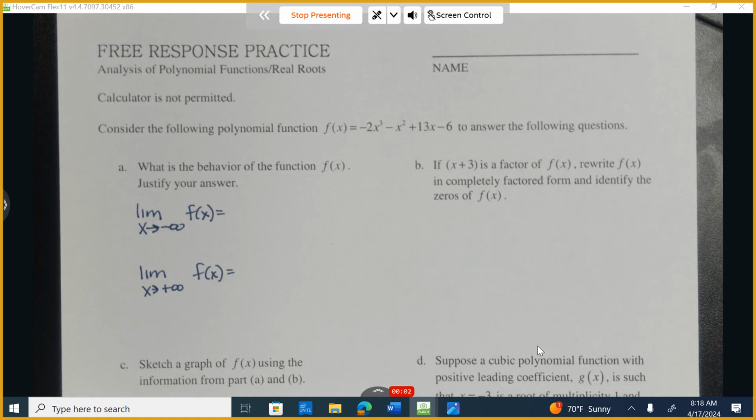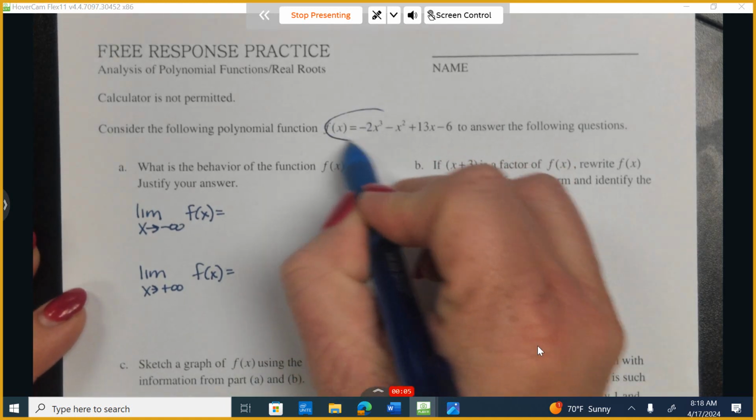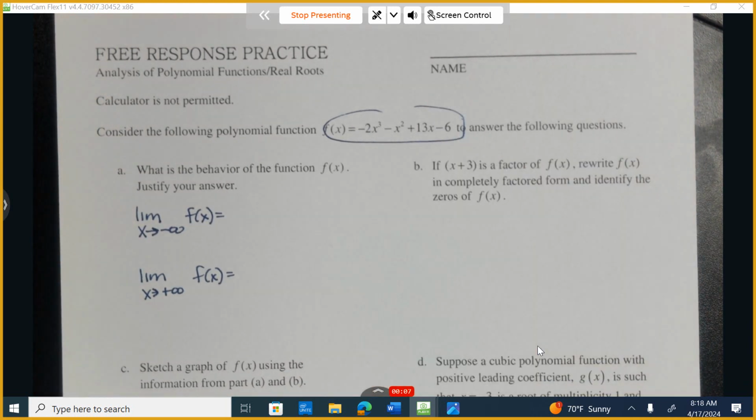Without using a calculator, let's consider the following polynomial. F of x equals negative 2x cubed minus x squared plus 13x minus 6. To answer the following questions, what is the end behavior?